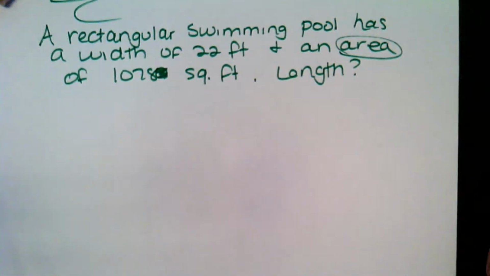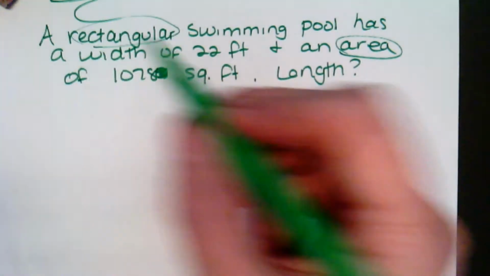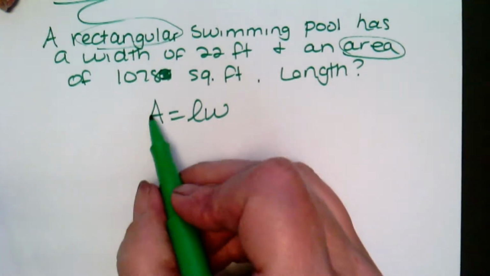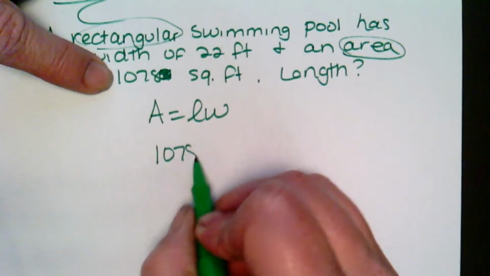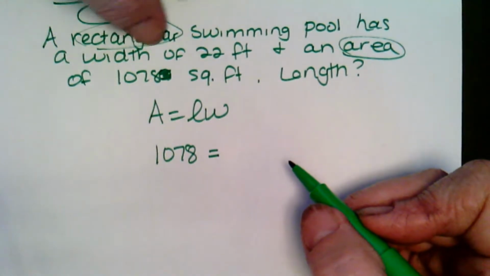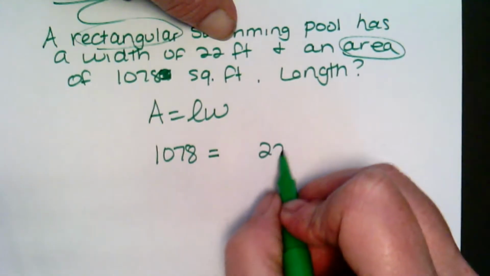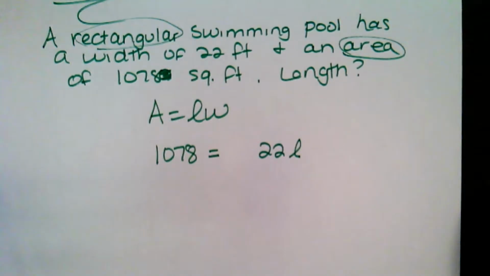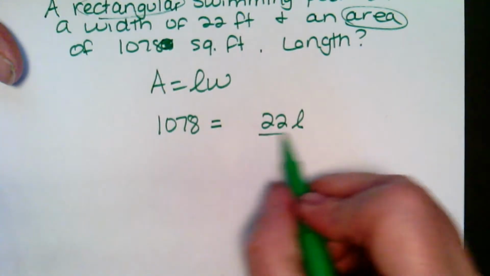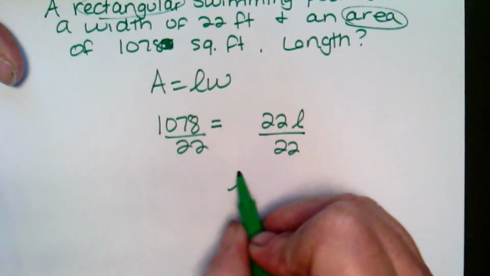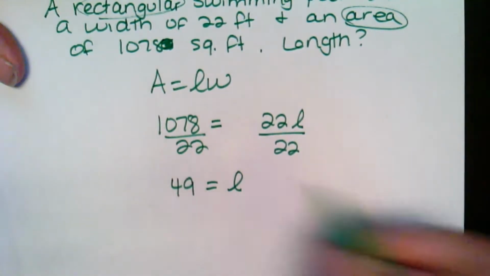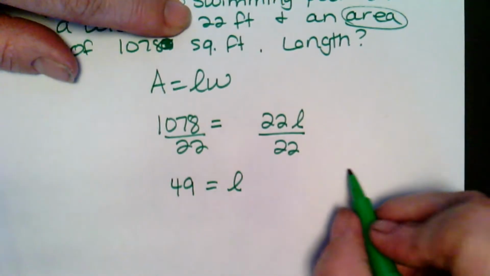Alright, so the first thing I do when I look at these problems is I look to see what formula I need. They're talking about the area of a rectangular swimming pool, so that is length times width. So our A is 1,078, our width is 22, and we don't know our length. You can change your length to an x if you want to. They are multiplying by 22, so we divide by 22, and we get 49. Now this is just feet.